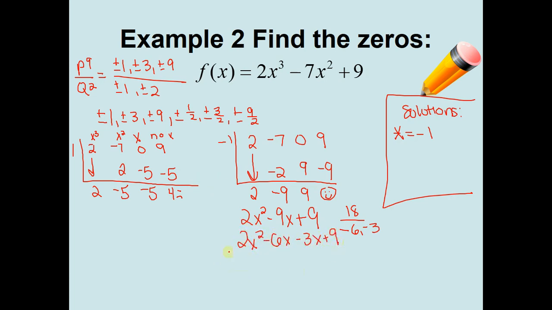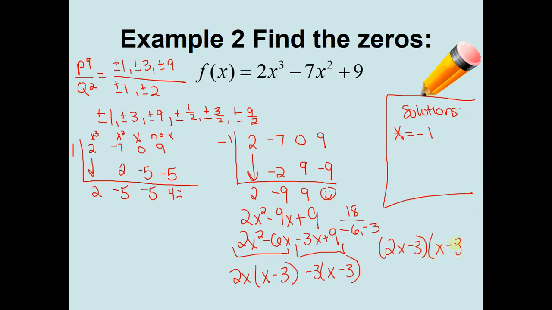There we go. Group these guys, group those guys. So factor out a 2x. I'll be left with x minus 3. Factor out a -3. I'll get x minus 3 as well. So my two factors, after I factored, were 2x minus 3 and x minus 3.